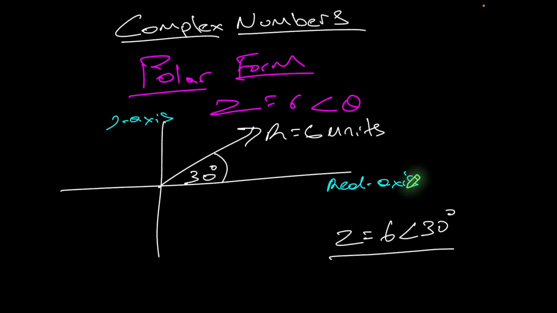Now, one thing about the polar form is how you measure the angle. So let's say, for example, instead of having Z equals 6 and our angle being a positive 30, this could have been Z equals 6, but now we're going to use negative 30 instead. And what happens is, for positive angles, we measure counterclockwise from our horizontal axis to the right. And if it was negative, then we measure in a clockwise direction from our horizontal axis to the left.